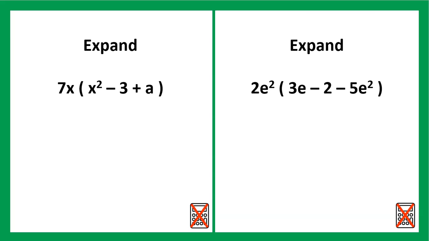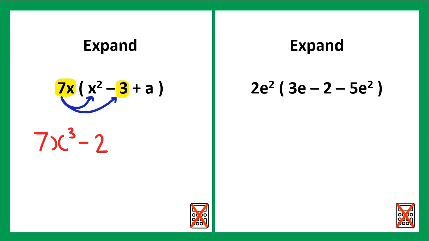On to the advanced questions. These are some of the trickiest types of questions that you're likely to find when expanding single brackets. For the first, we'll start by multiplying 7x by x squared. That would give us 7 lots of x cubed. We'll then need to multiply 7x by 3, separated by a subtraction.